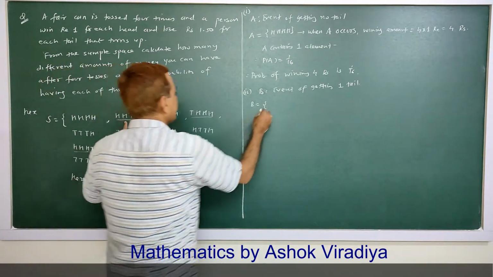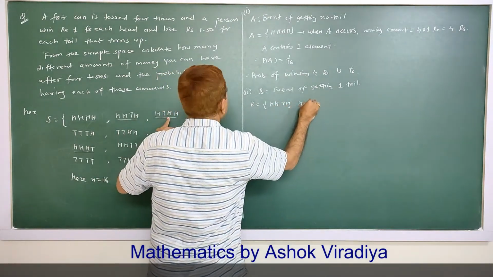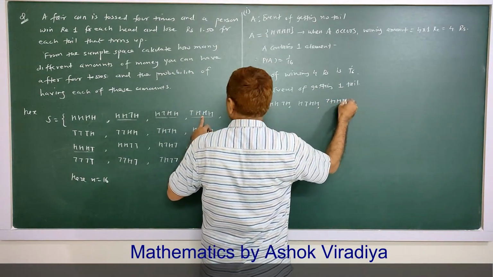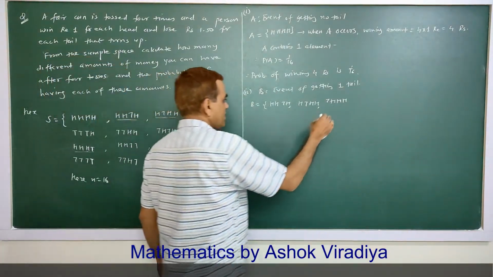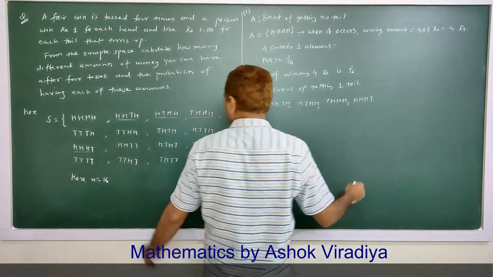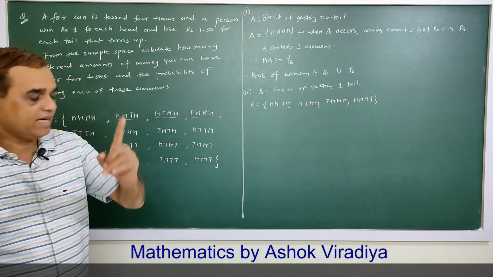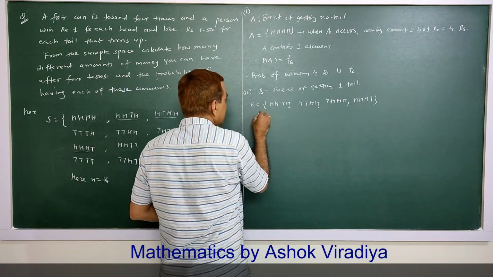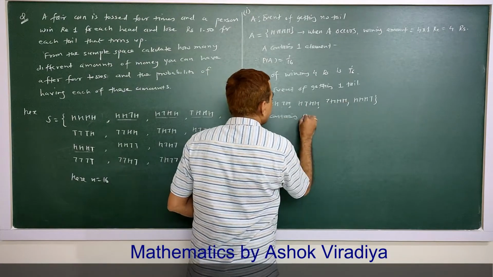So B is the event HHHT, HHTH, HTHH, THHH. So this is the event of getting one tail. Now the probability of B: here B contains 1, 2, 3, 4 elements.